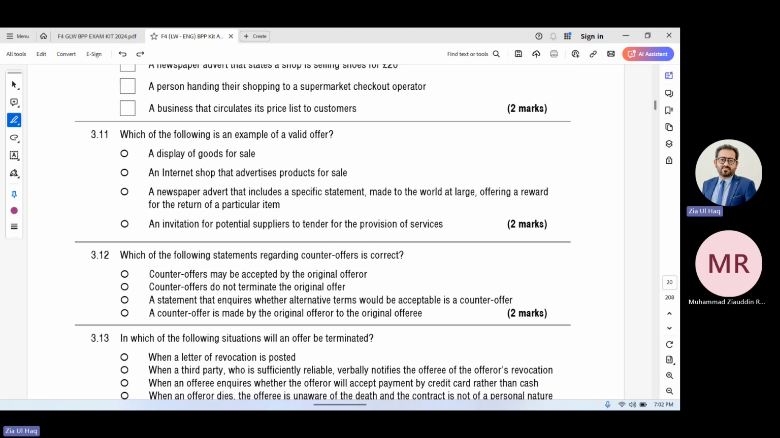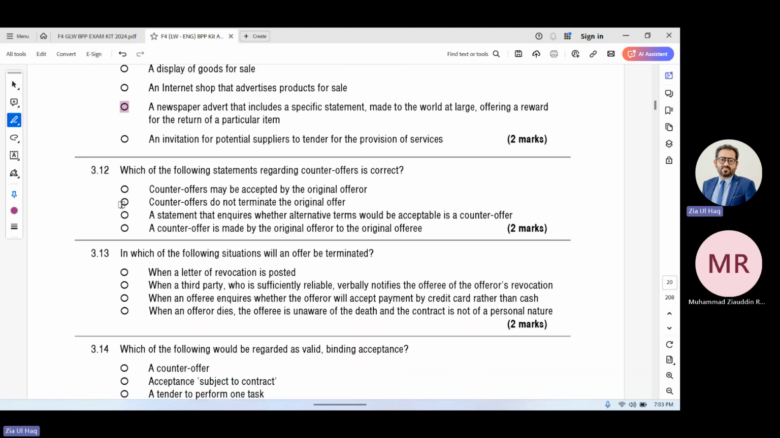See, this, a newspaper advert that includes a specific treatment made to the world at large, offering a reward for the return of a particular item. If you have advertised to a large world with all the specific terms, meaning there shouldn't be any negotiation part, so that will be considered as an offer. An invitation for a potential supplier to tender for the provision of services. No, that is not an offer. The supplier will offer.